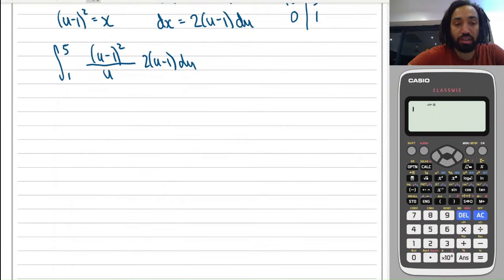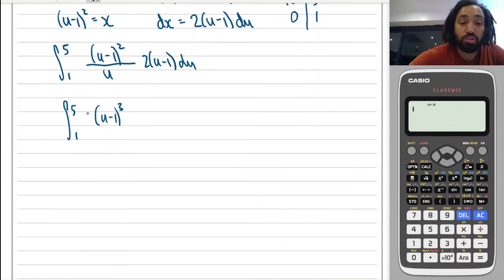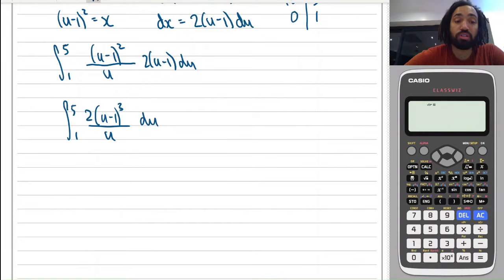So I can now rewrite this as the integral between 5 and 1 of, well, u minus 1 times (u minus 1) squared is (u minus 1) cubed. There's a 2 there, and that's all over u, and that's du. Now, whenever you have a constant, so in this case, this is multiplied by 2, I can take that outside of the integral. Only constants though. It just makes it a bit easier. And the only way I can integrate this is by expanding that top bracket.